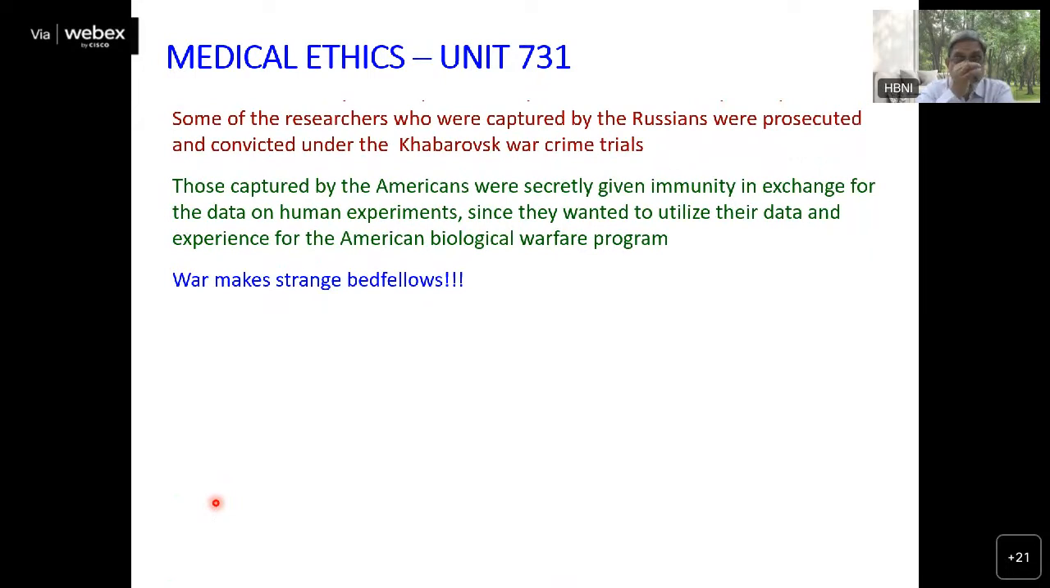Okay. So then what happened after the end of the war? These researchers were captured by the Russians and they were prosecuted. But then some of the researchers were actually captured by Americans. But then what Americans did was something different. They were actually given secret immunity in exchange for the data which they had conducted on human beings. Because Americans wanted to utilize this data for their own biological warfare program.